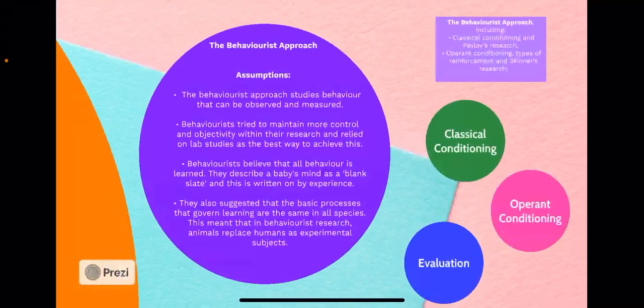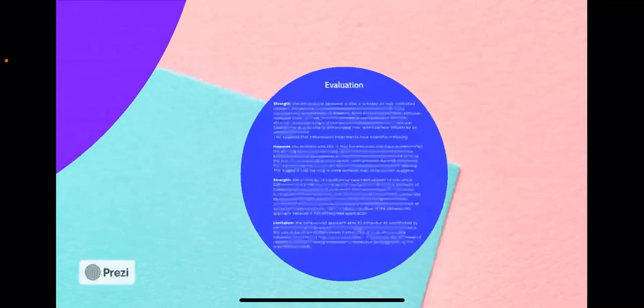So the behaviourist approach, you've got the key assumptions: everyone's a blank slate. Humans' behaviour is learned the same as animals. They use a scientific approach because they want to study things objectively. The key concepts are classical conditioning and operant conditioning, and then you've got your two key researchers, your Pavlov for classical and your Skinner for operant. And then we've got evaluation.